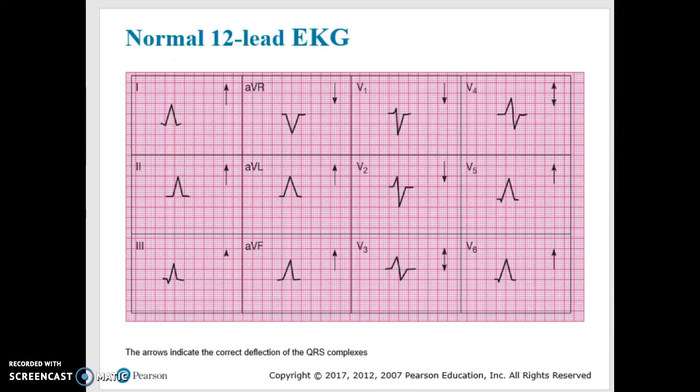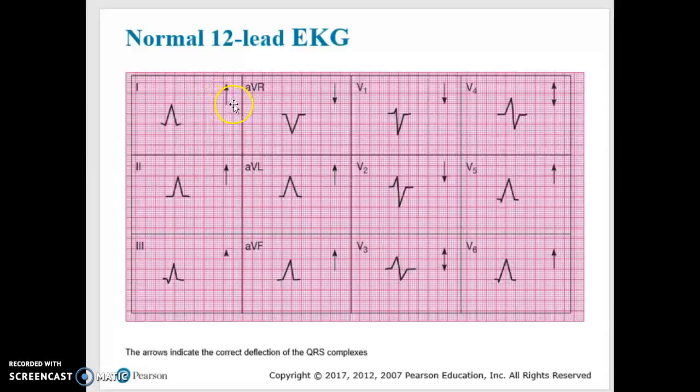Moving forward, I would like to go over this slide. This is what a 12-lead EKG looks like. The 12-lead here shows you this is lead 1, this is lead 2, this is lead 3, AVR, AVL, AVF, V1, V2, V3, V4, V5, and V6. You will see a 12-lead EKG labeled in this manner.